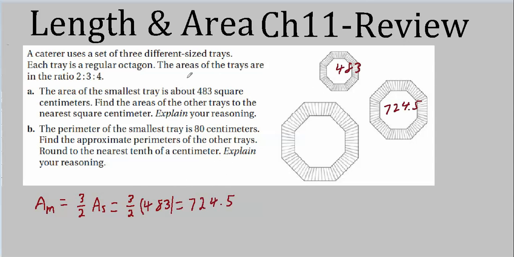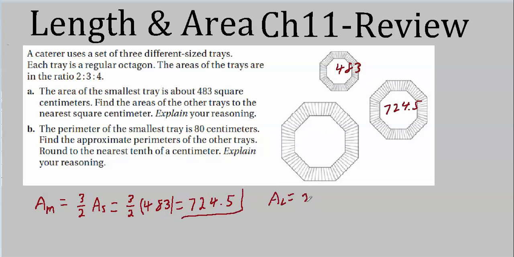Now, we also need the area of the largest tray. Now that we got these two, there's 2 different ways we can do it. We can use the ratio of the medium to the large, or the ratio of the small to the large. I think this one's easier because one's just double the other. So it's real easy to see from this that A sub L, so I can put it down here.